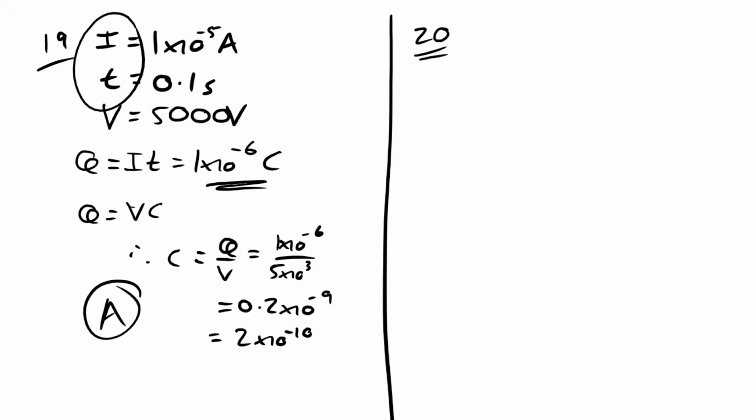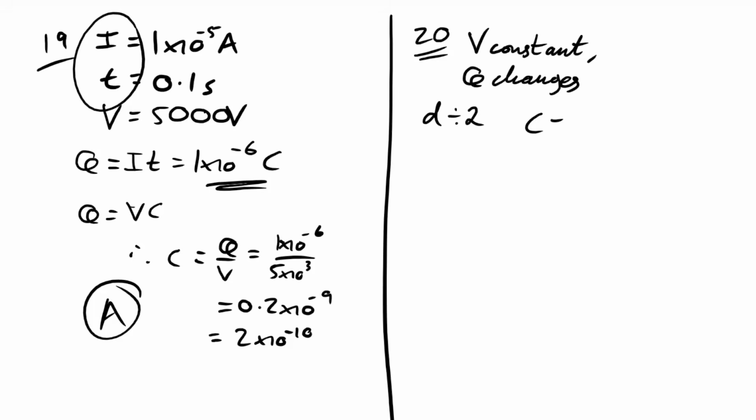20. Parallel plate capacitor connected to a battery. The energy stored is W. The battery remains connected. If the battery remains connected, then we know that V is constant and Q changes. What's changed? Well, the distance between the plates is halved. So D divided by 2.